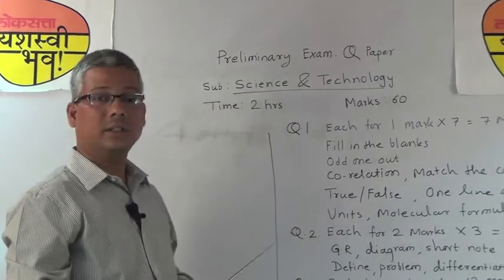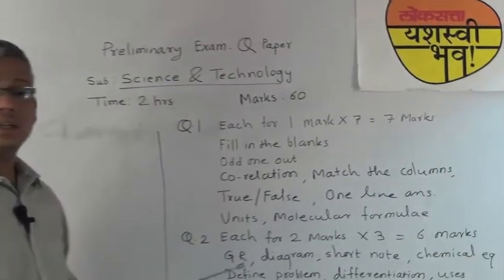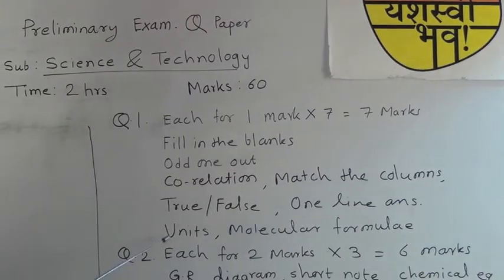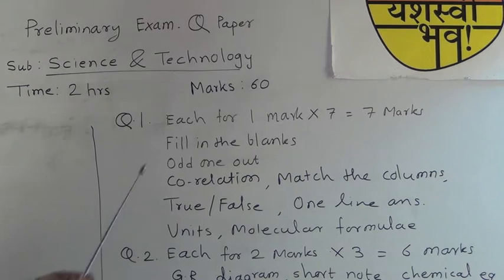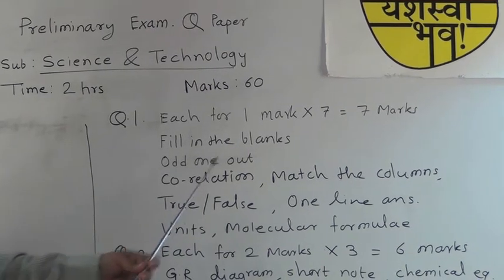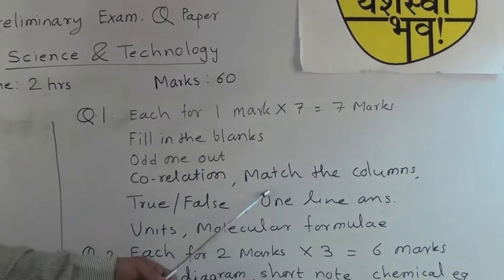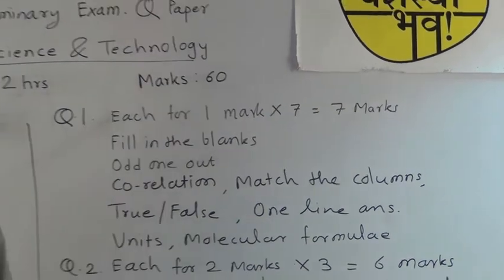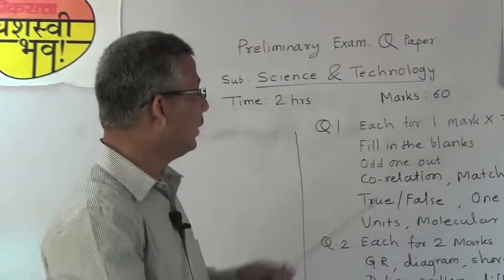First question, each for 1 mark. This question is for 7 marks. It is subdivided into sub-questions like fill in the blanks, odd one out, correlation, match the column, true false, one line answer, units or molecular formulae. What precaution is necessary while solving this?